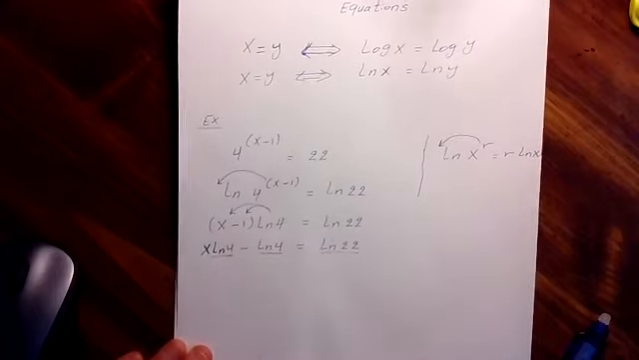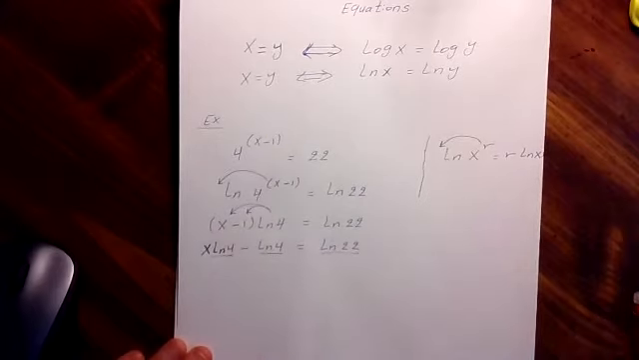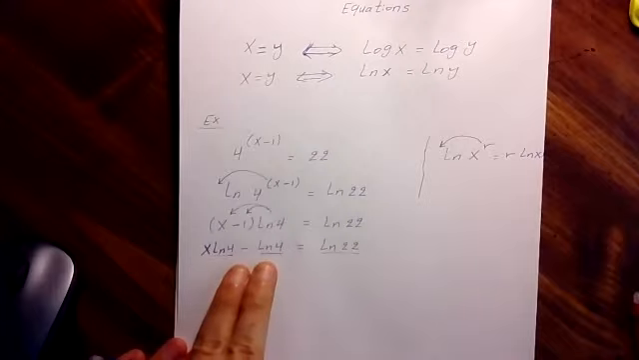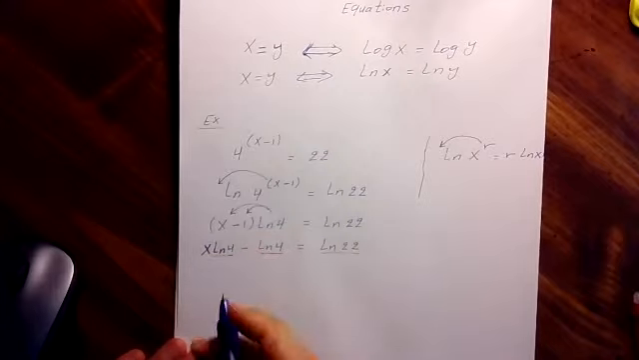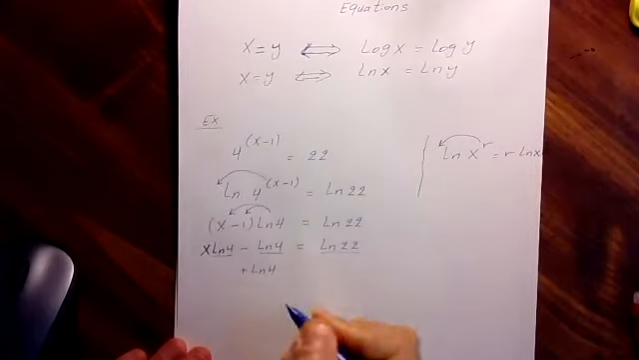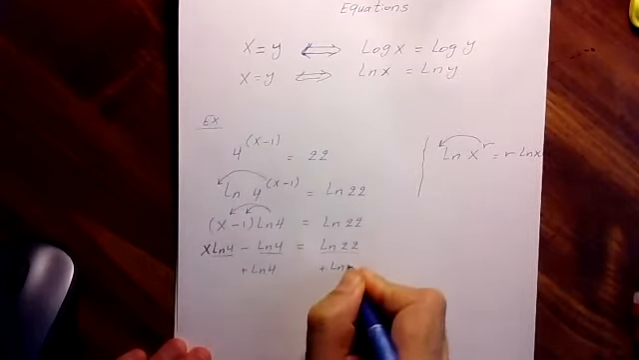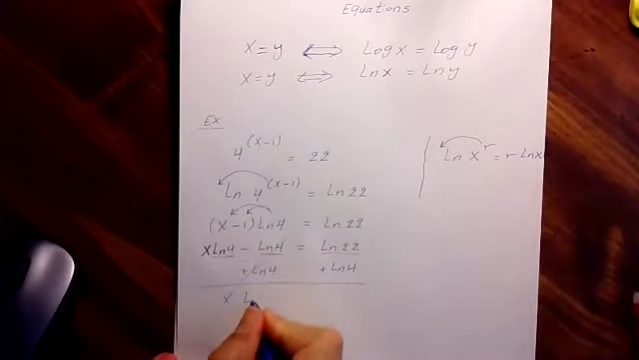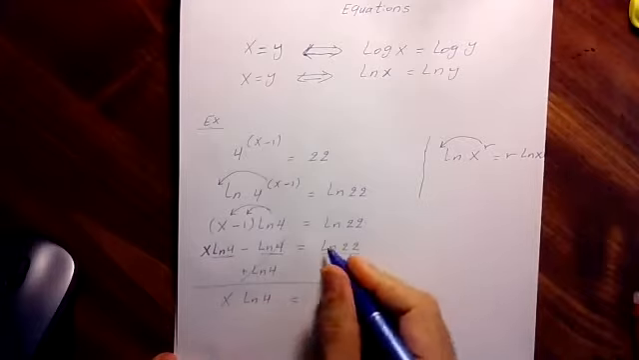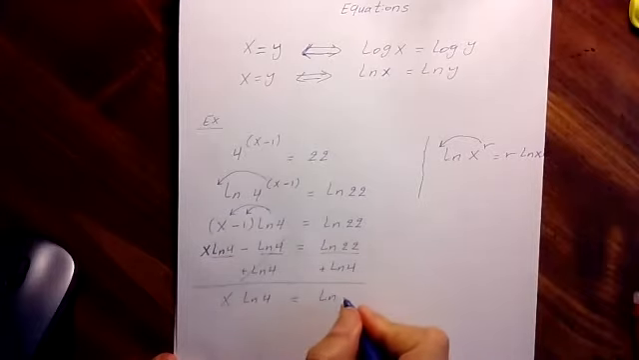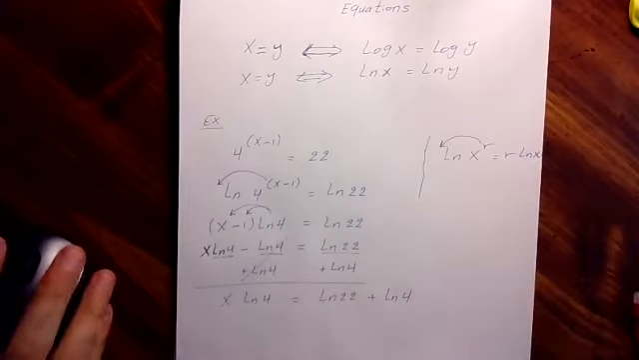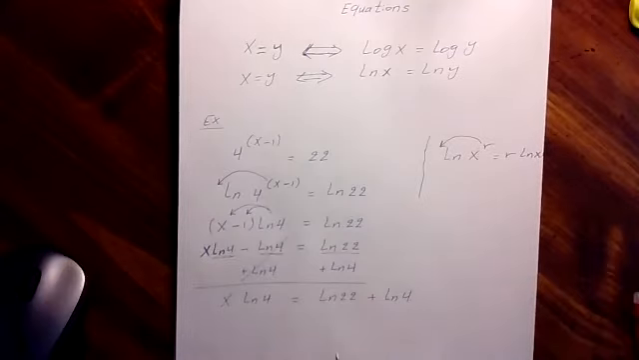You can find ln 22 using the calculator, but we can't find the x using the calculator. So now I'm going to add ln 4 to both sides, so I cancel this part. I'm going to add ln 4 here and add ln 4 here. Cancel these. The leftover from this side is x ln 4 equal. Don't add these two numbers, just write it down: ln 22 plus ln 4. You don't have to add it. So just ln 22 plus ln 4.